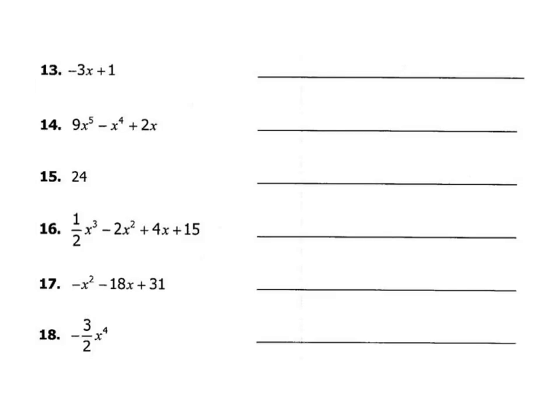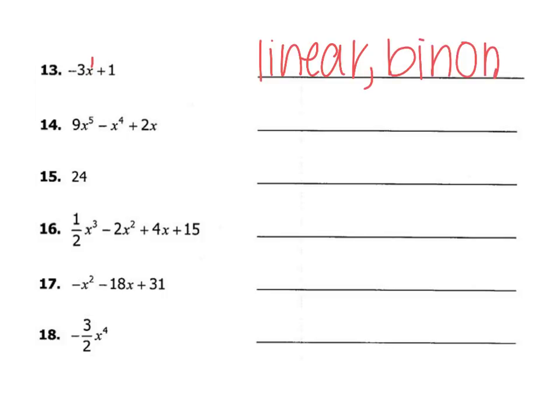All right, so 13 through 18, we're just classifying them by their degree and by the number of terms. So for example, number 13, this is a linear polynomial, because the highest degree is x to the first power, so that's linear. And it's a binomial because there's two terms. It's something plus or minus something, two terms. Negative 3x is one term, 1 is the other.